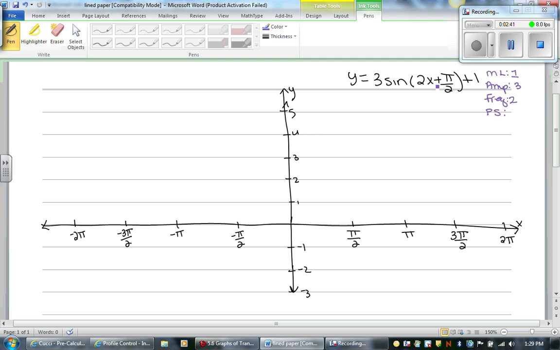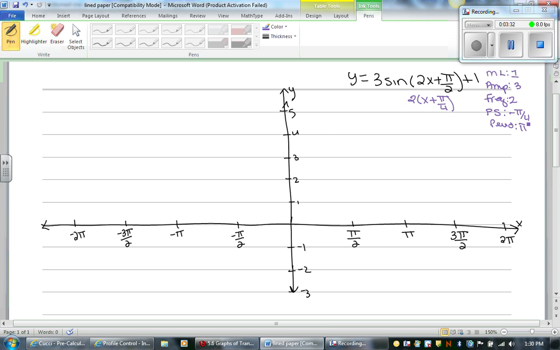Remember when we were finding phase shift, if the frequency was something other than 1, we needed to divide everything by that frequency. So I have to factor that out. So this is going to become pi over 4 to the left. Okay, so negative pi over 4. We want it to the left. All right, my period is 2 pi over b, so 2 pi over 2, which is pi. That means I'm going to have one full curve between 0 and pi.